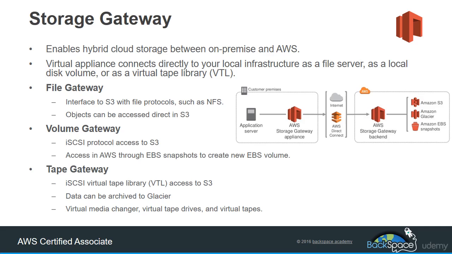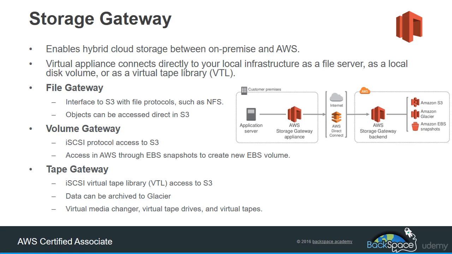So what does it look like? On the right-hand side there, we can see we have our customer premises, and our application server will connect through to our AWS Storage Gateway appliance, which will then communicate over our AWS Direct Connect connection or over the internet through a VPN to our AWS Storage Gateway backend. And that will allow us to seamlessly access Amazon S3, Glacier, or Amazon EBS.